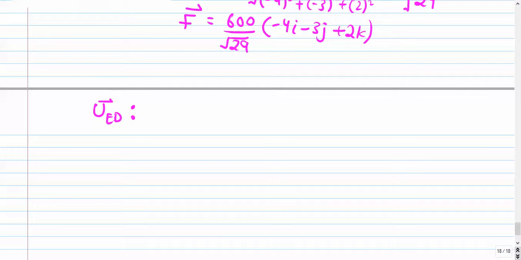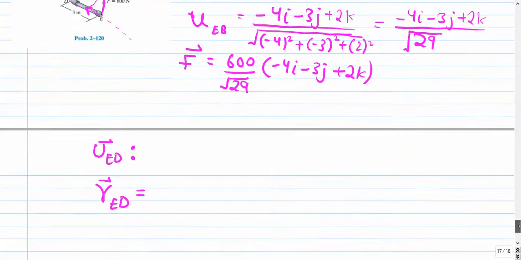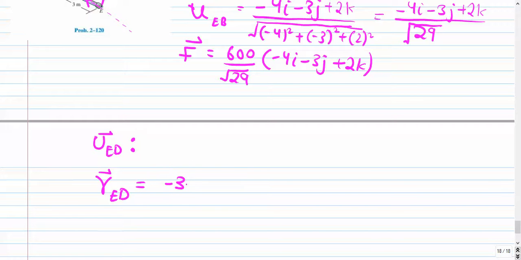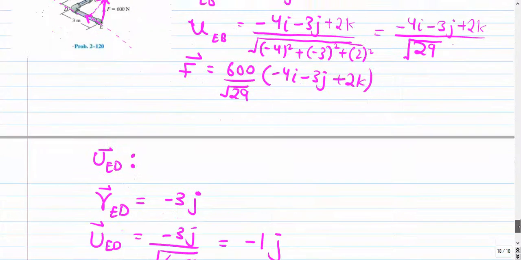To find this unit vector, we will do the same procedure. First, find the length vector in direction of ED, and we can see from the diagram that it is negative 3j, that's it, since this axis is parallel to the y-axis. Now we can find the unit vector ED by dividing this by its magnitude, which is the square root of the sum of squares of components, but that would simply give us negative 1j. So now we have all the vectors that we need.